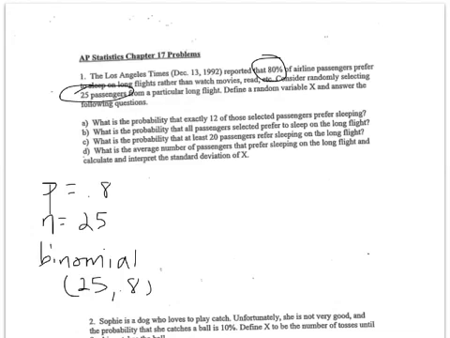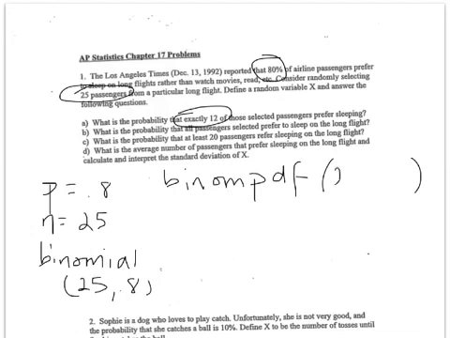Remember, PDF is precise, exact, perfect, and that's what A says right here. We want exactly 12. So we're going to do binomial PDF, and in the calculator, if you have the prompts, it goes in the same order, but it's going to be n, p, and x, and in this case our x is exactly 12 prefer to sleep.